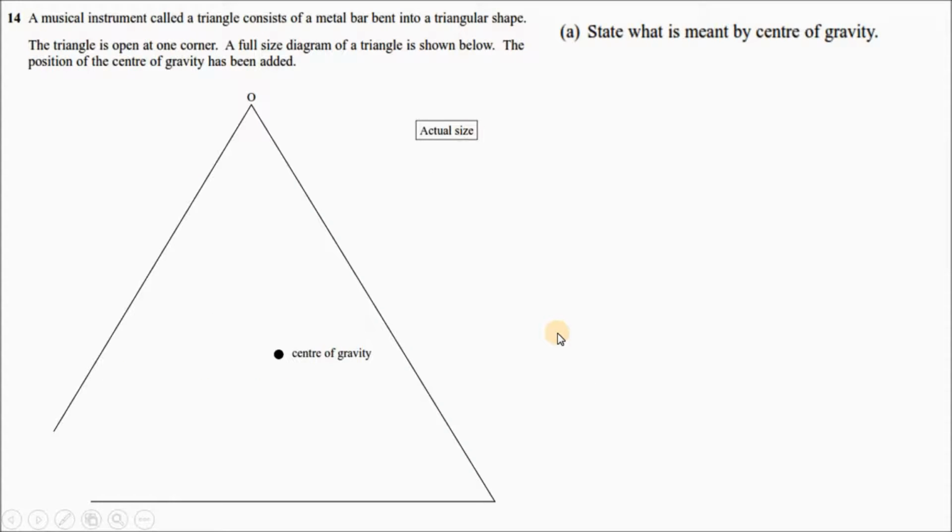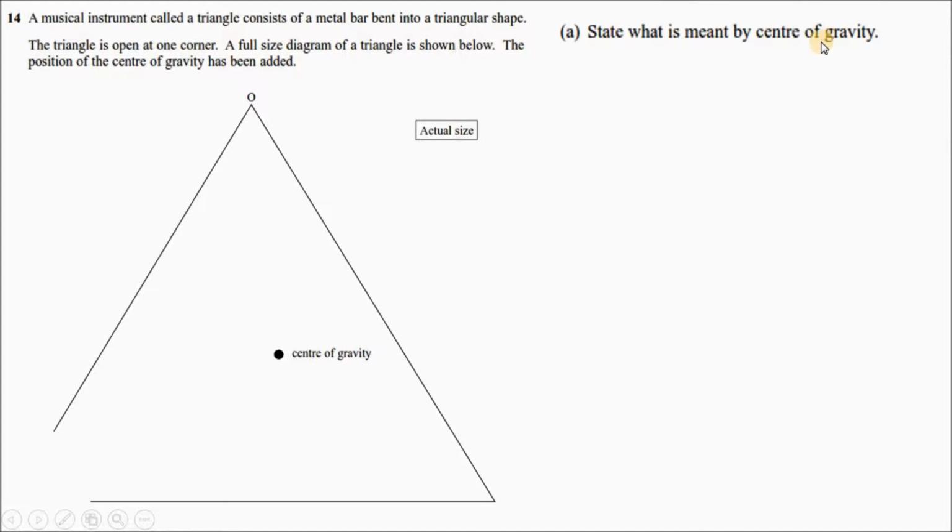Question number 14. A musical instrument called a triangle consists of a metal bar bent into a triangular shape. The triangle is open at one corner. A full-size diagram of a triangle is shown below. The position of the center of gravity has been added. Part A: state what is meant by center of gravity.